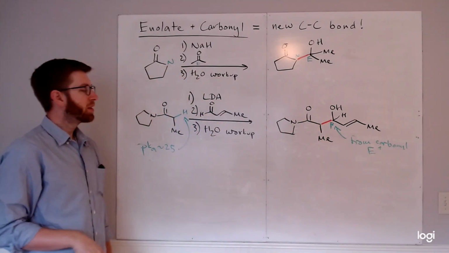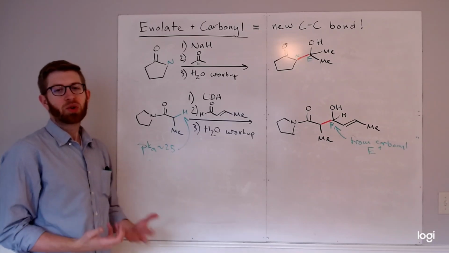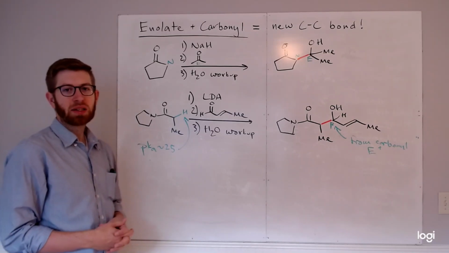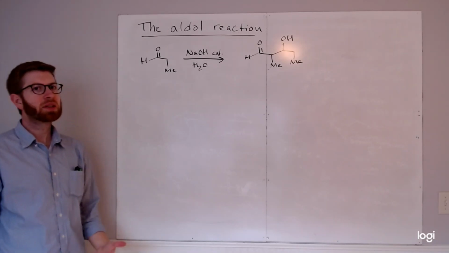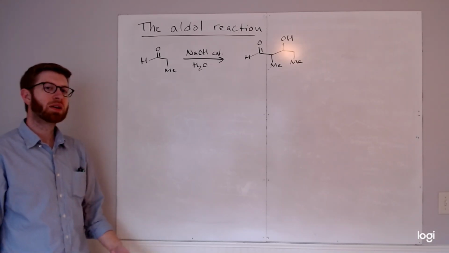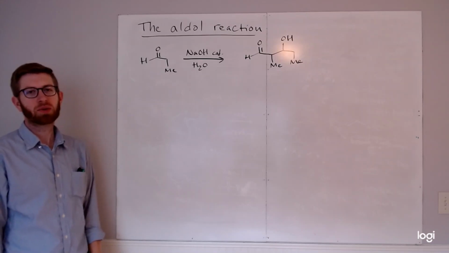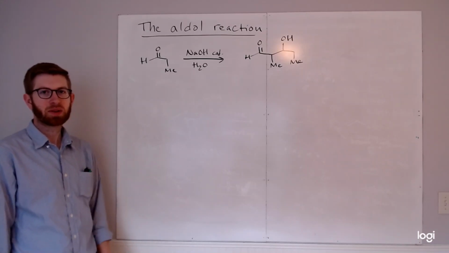Okay, so in the next section of this video, we'll be looking at a twist on this general feature of reacting enolates with carbonyls. In this section of our video, we'll be looking at a very different way of making new CC bonds, but using the same kind of addition chemistry that we've been discussing in previous sections.